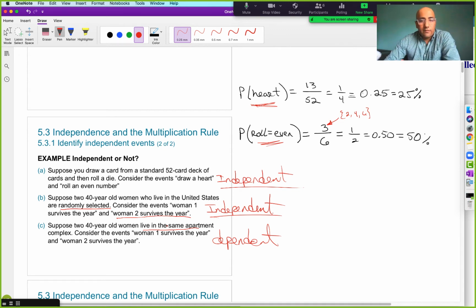All kinds of stuff can be pumped into a computer model that helps them try and come up with a likelihood that they're going to have to pay out on a life insurance situation. Good. Are there any questions about these then? Why these two are independent and this one is dependent?